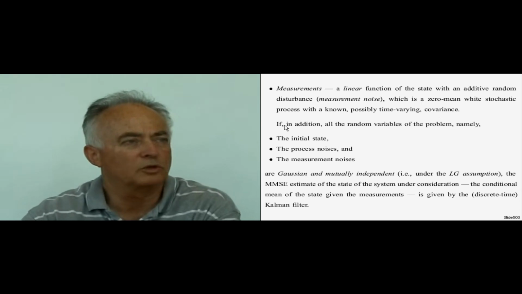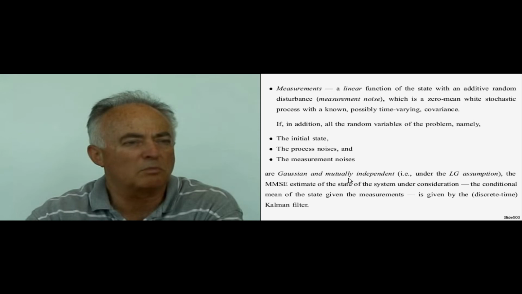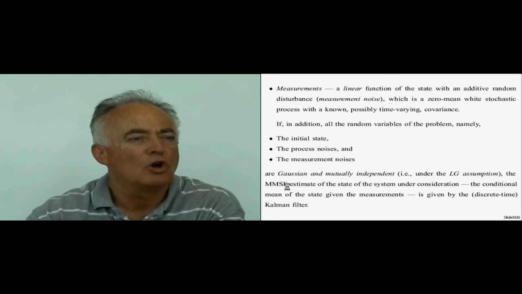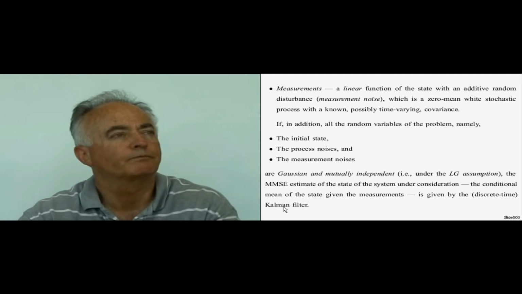And the important requirement that all the random variables of the problem, initial state, process noises, measurement noises, are Gaussian and mutually independent. Then the minimum mean square error estimate, the optimum for the system under consideration, which is the conditional mean of the state given the measurements, follows from the algorithm we just saw, the discrete time Kalman filter.